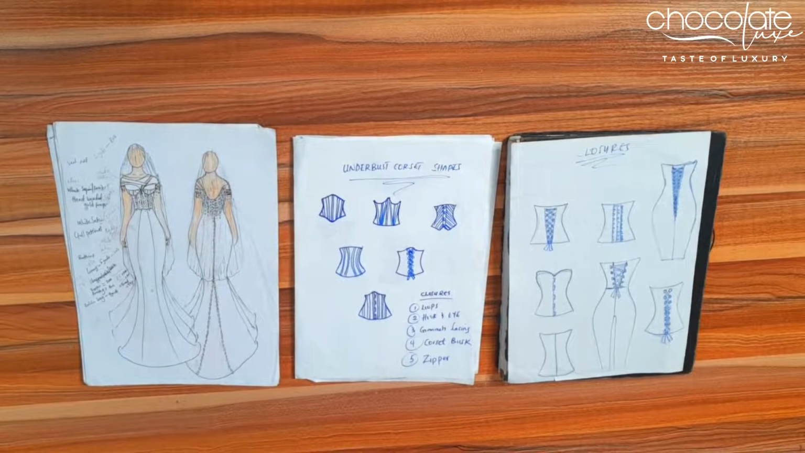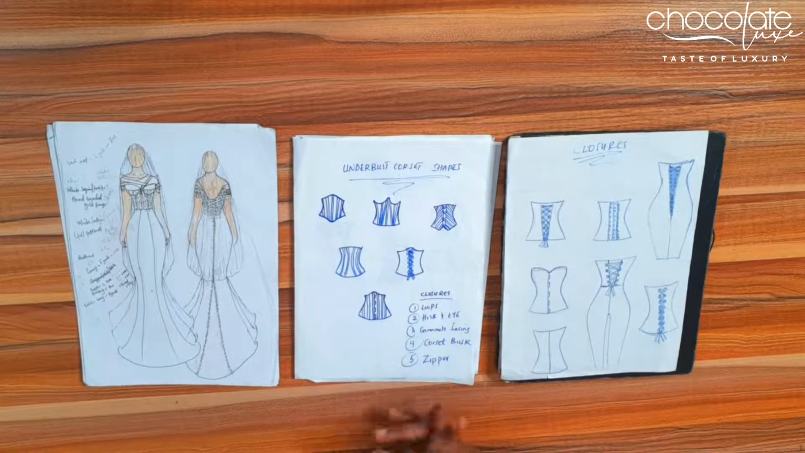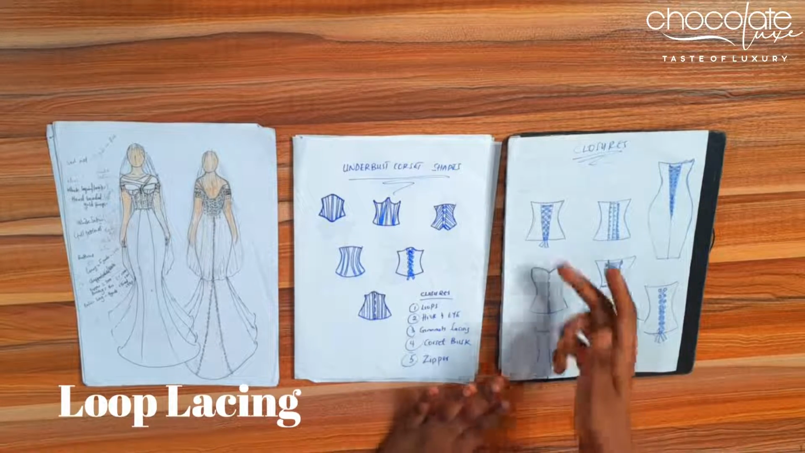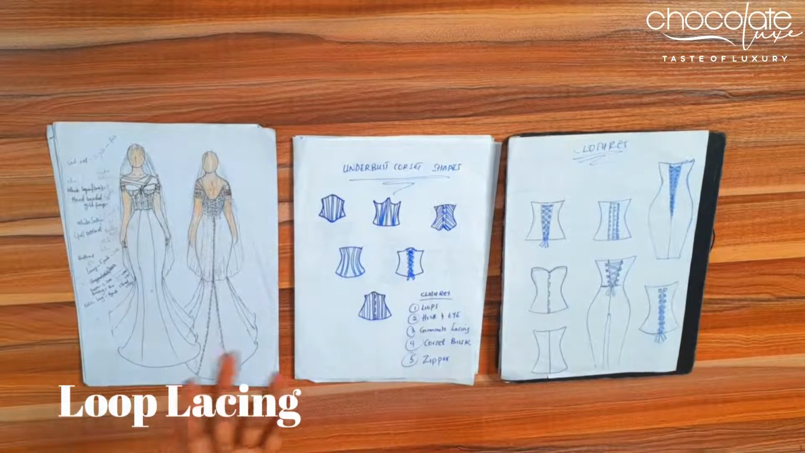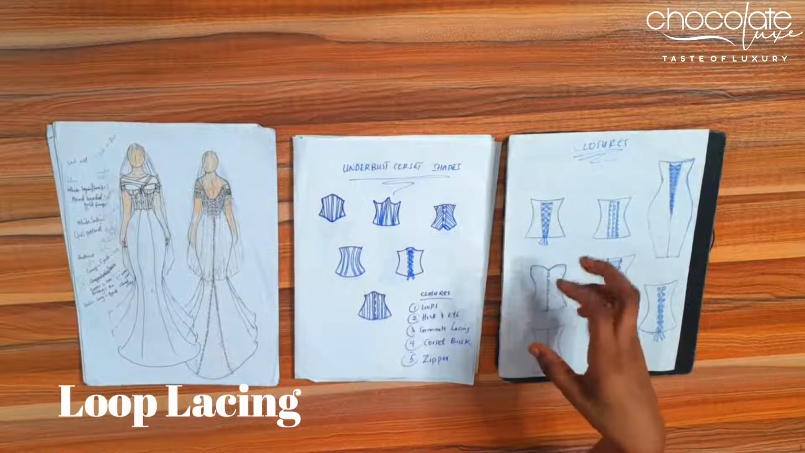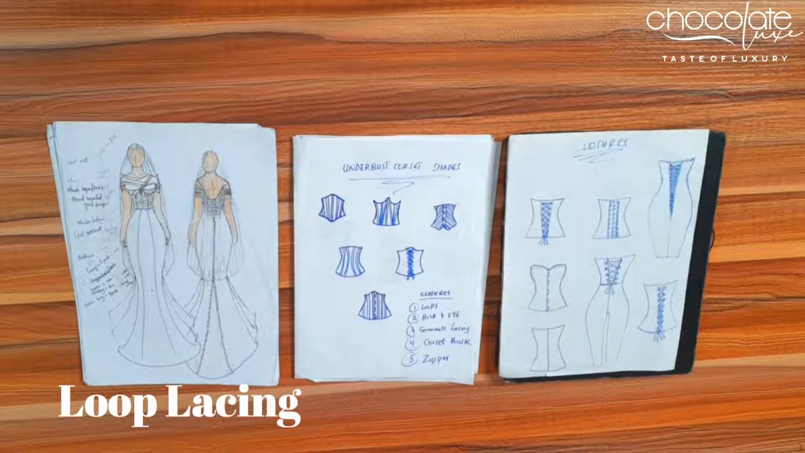For a lot of people, you need to have closures, so you can use a zipper, boning, lacing, or whatnot. Again, I will demonstrate what all these are useful for. Starting from here, we have loops. A loop lacing is the type whereby you sew singular loops to the edge of your corset, and then you lace it with a rope or something and tie it at the end. The tighter you make your lacing and your rope, the more snatched results you're going to get. So that's the first one.